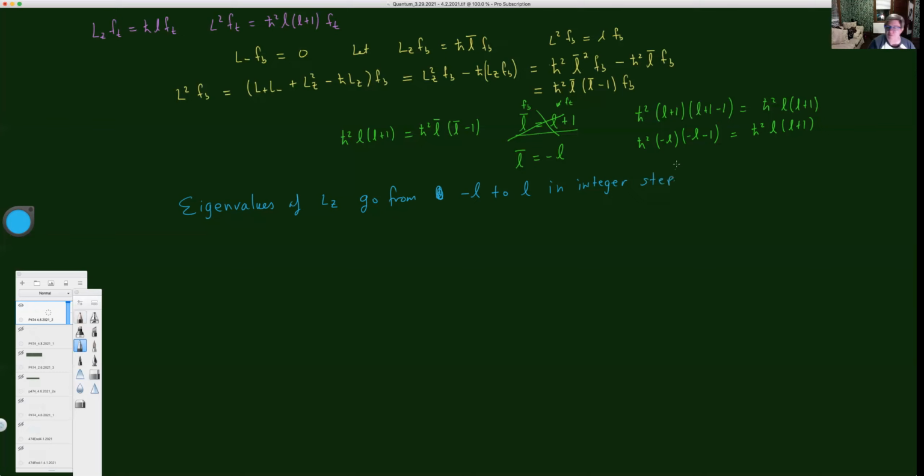Because remember, our raising and lowering operators raise and lower by plus or minus h bar. And notice that the eigenvalues are h bar times the quantum number, so it's going up and down by integers. Integer steps, okay.